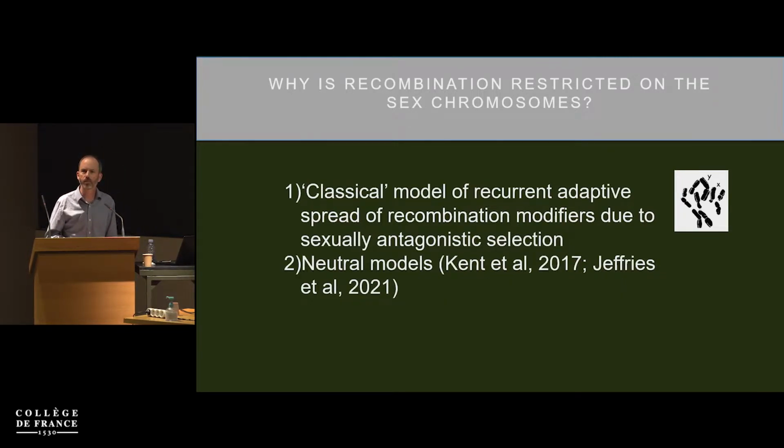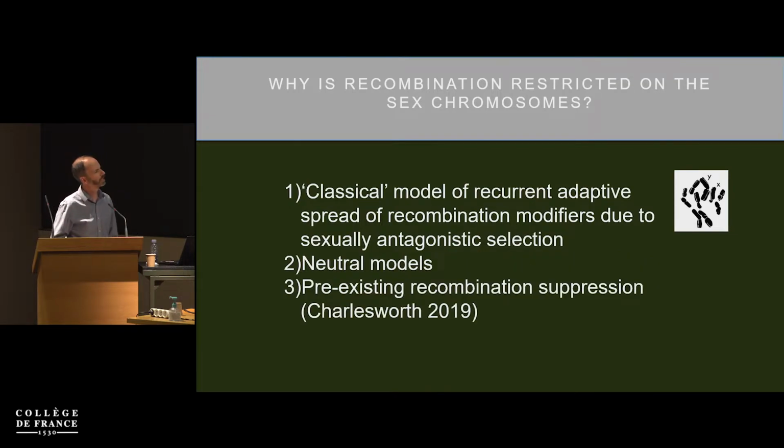There's other classes of models that might explain this. So there's neutral models where maybe the spread of recombination suppression is actually neutral because, for example, sequence divergence around the sex-linked region causes adjacent regions to suppress recombination. And or the suppression of transposable elements in sex-determining regions might contribute via their silencing to further spread of recombination suppression. And then there's also the potential role of pre-existing recombination suppression.